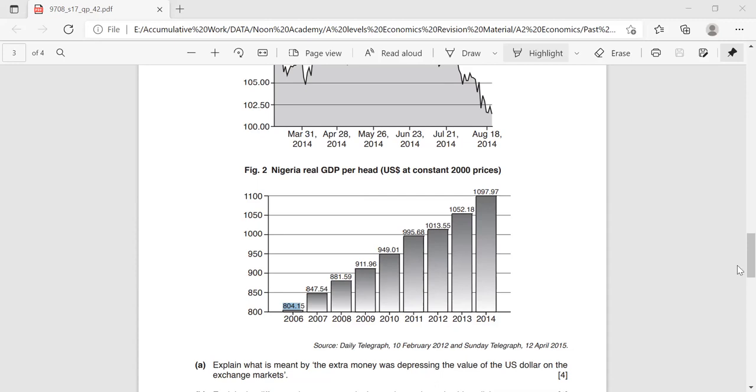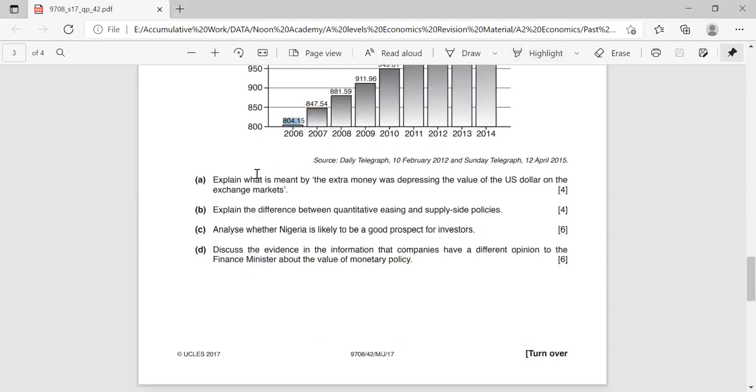Okay, now think about this. Students, what's the question here? Explain what is meant by the extra money was depressing the value of US dollars on the exchange markets. Now think about this. What you were asking me about the exchange rate, this is where you will see that it is important to revise that, because this question is directly about exchange rate.